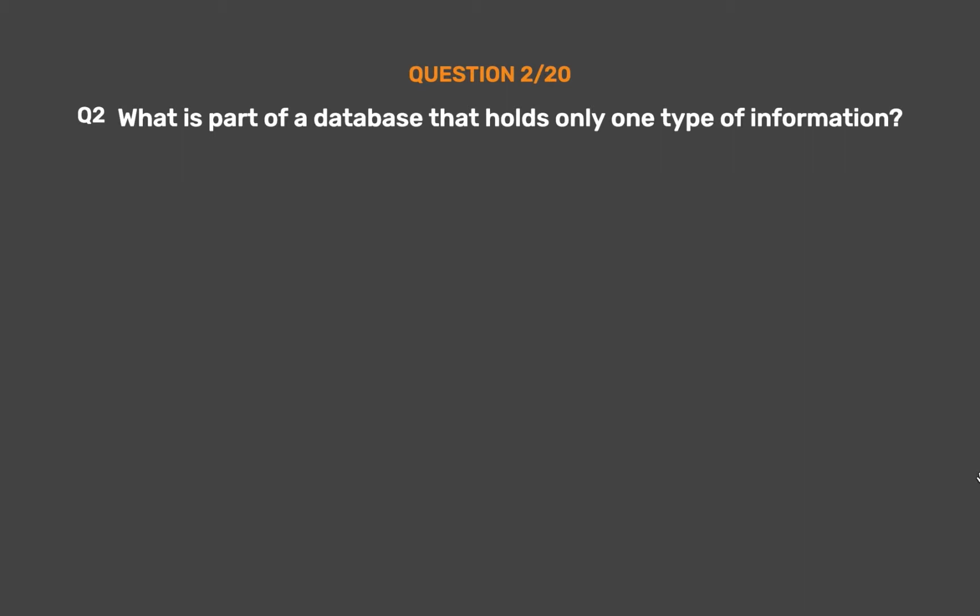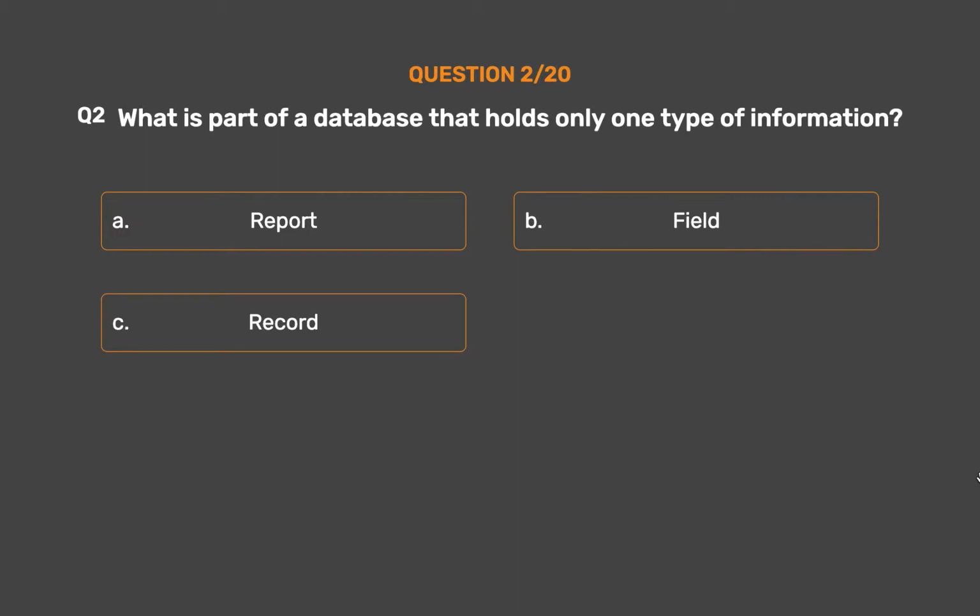Question number 2. What is part of a database that holds only one type of information? Option A. Report. Option B. Field. Option C. Record. Option D. File.